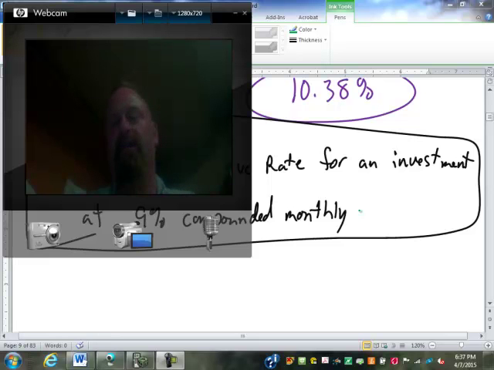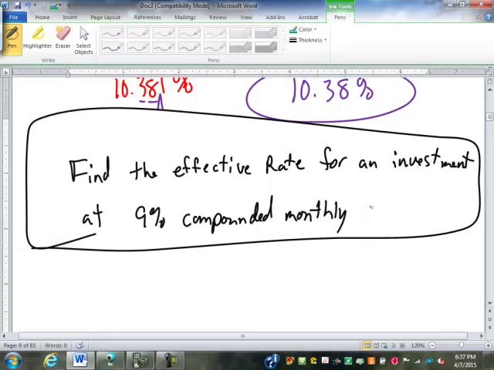So when we left off, we were talking about effective rate, and I had a problem for you to work on. So let's take a peek at it. Find the effective rate for an investment at 9% compounded monthly. And several of you brought up, I didn't give you a dollar amount. Well, it doesn't matter. No matter what the dollar amount is, the effective rate is going to be the same.